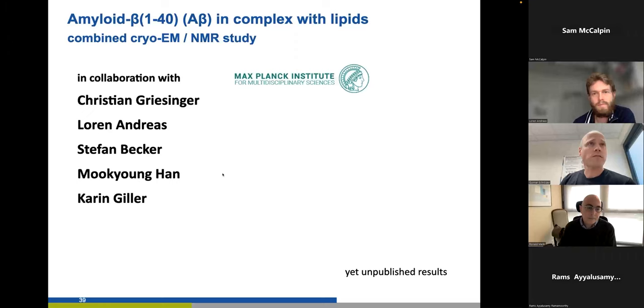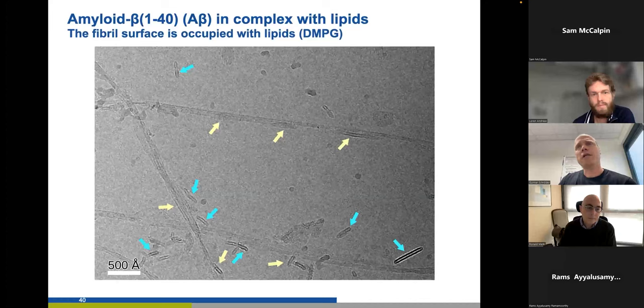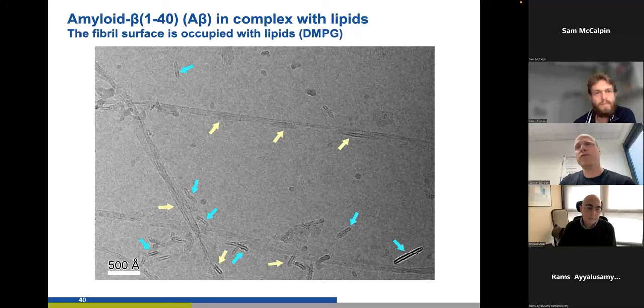So those are the micrographs of Aβ40 together with the lipids. And this is now DMPG lipids, and they form these bicelle structures. You see some are also attached to the fibrils. So this just gives you a rough idea of how the sample looks.